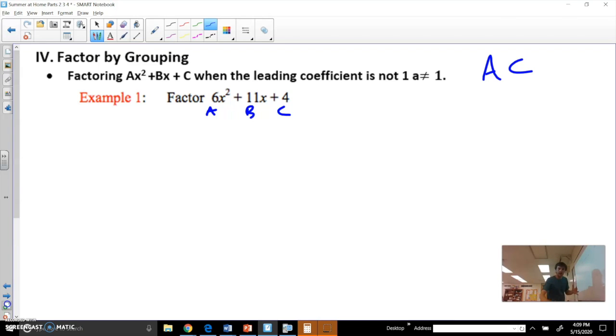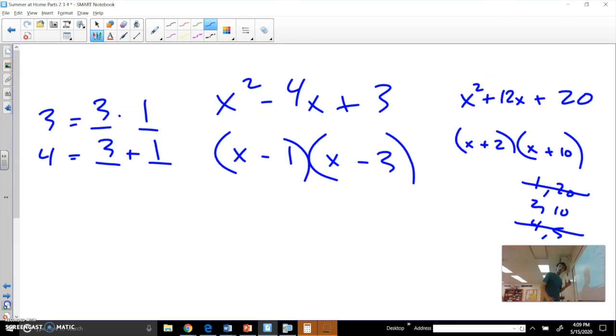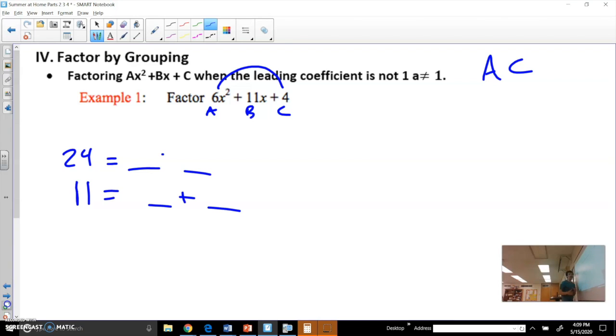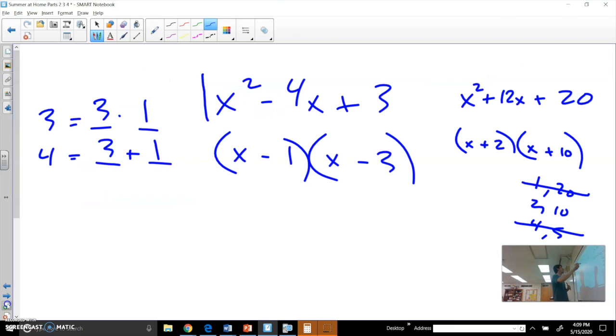Really, you could call this other process the AC method as well, because A is 1, and whenever you're starting the AC method, you start by multiplying A times C. So 6 times 4 is 24, and now that's our targeted number for multiplication. What would multiply to be 24 while adding to be that middle number of 11? And really this can be something that you do every time. What multiplies to be 1 times 3, 3.